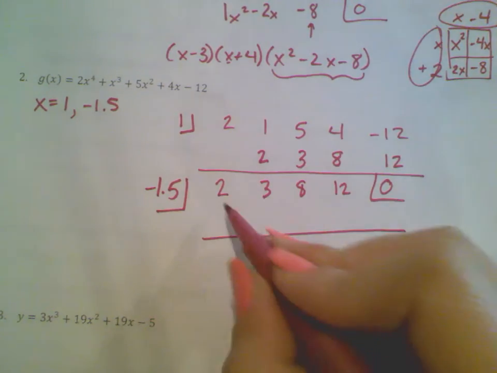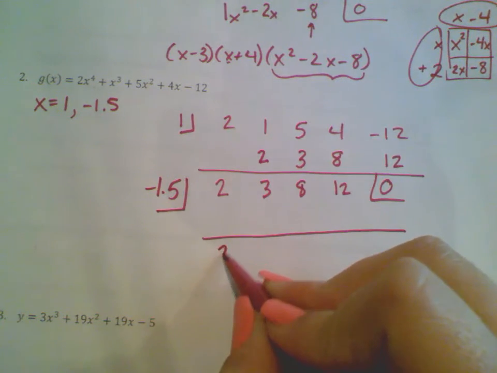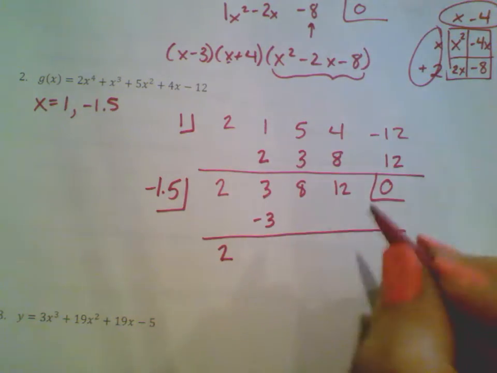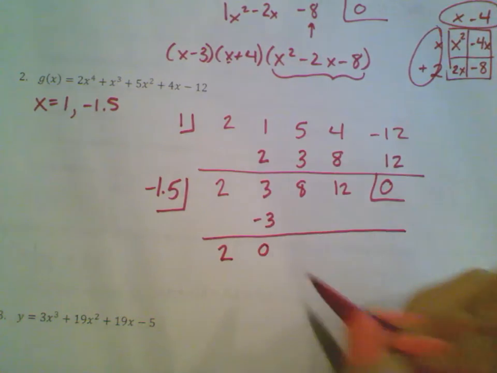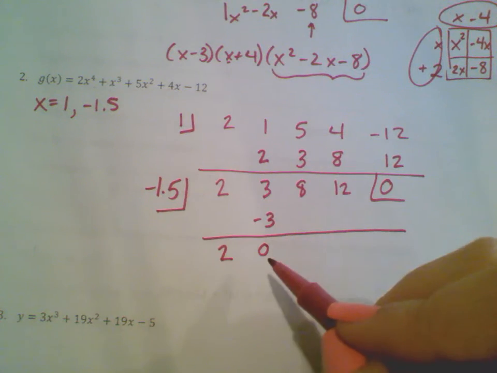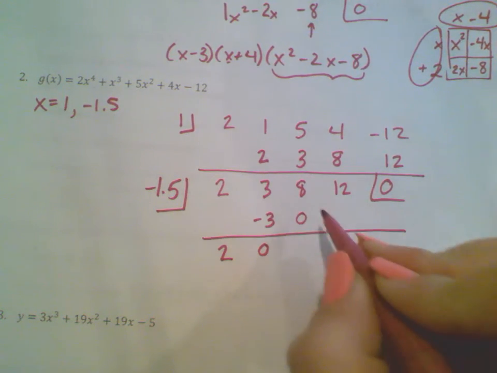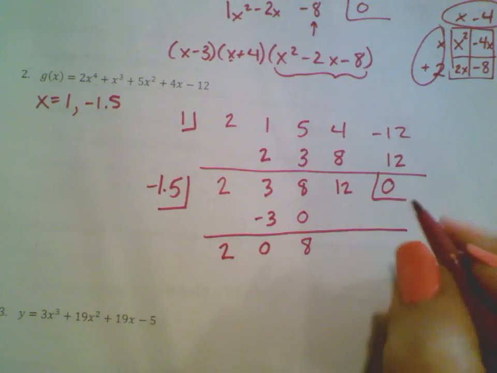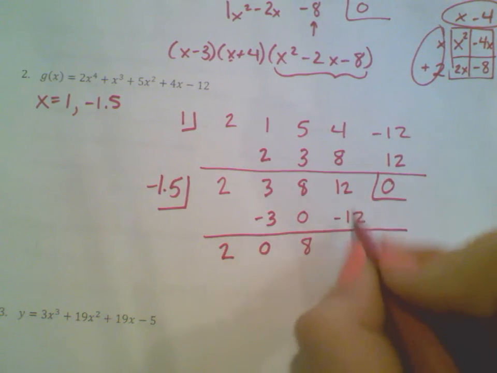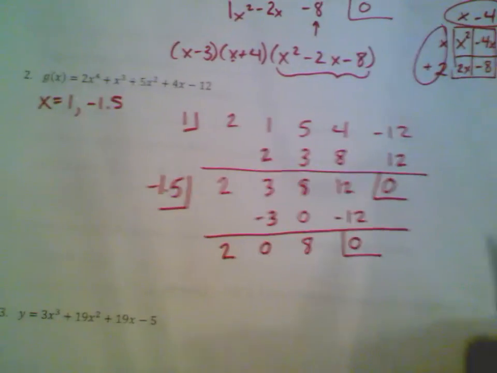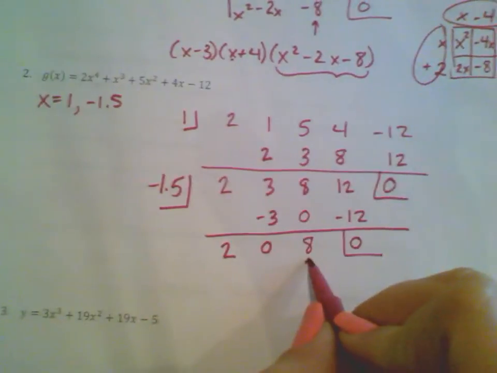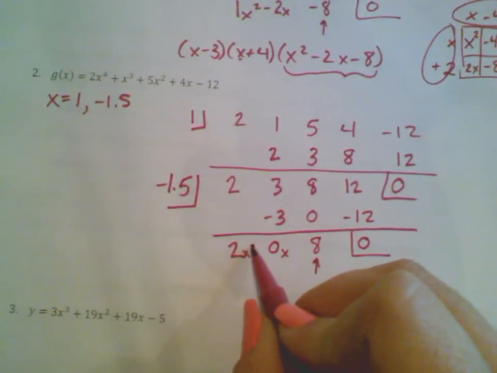So I'm going to bring my 2 down. And 2 times negative 1.5 is negative 3. 3 plus negative 3 is 0. Negative 1.5 times 0 is 0. 8 plus 0 is 8. 8 times negative 1.5 is negative 12. And when you add these together, you get 0, which is what you're looking for. Remember that last number is always going to represent your remainder. You want that remainder to be 0. This is my constant, this is x, and this is x squared.